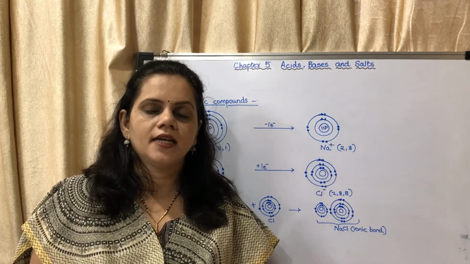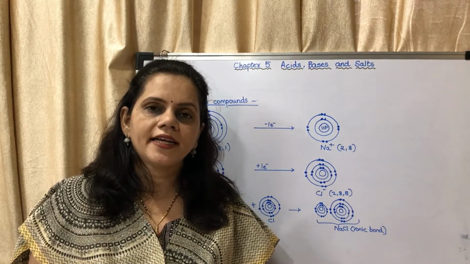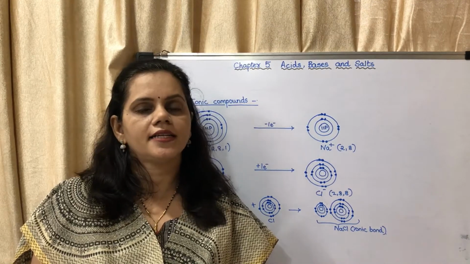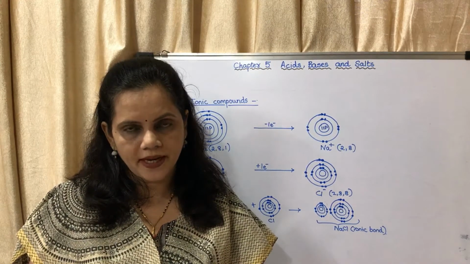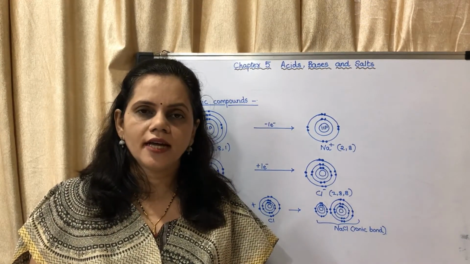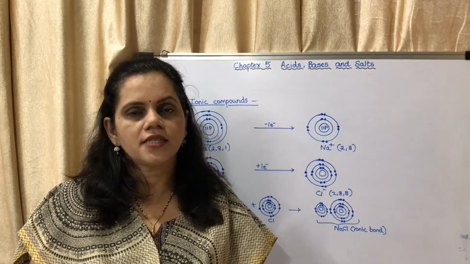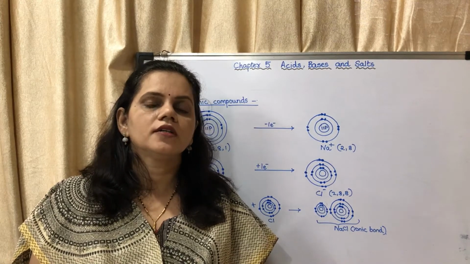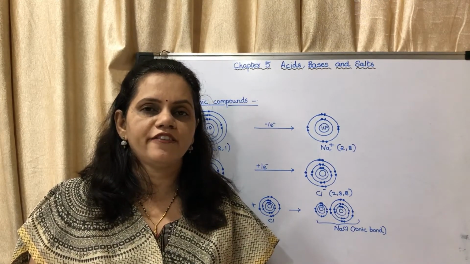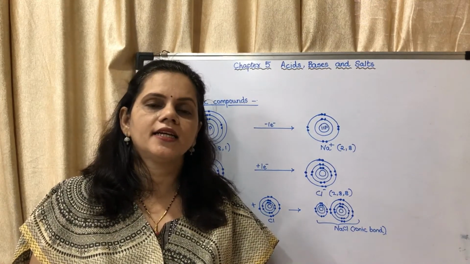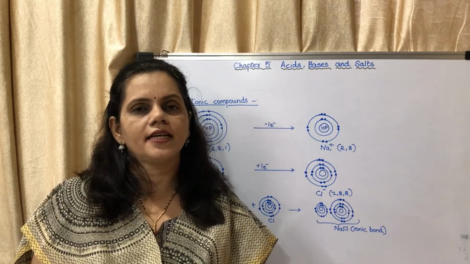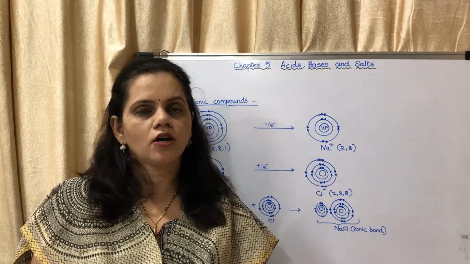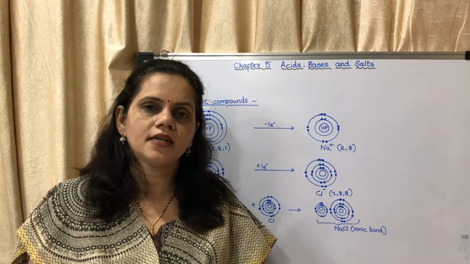Ca(NO3)2, that is calcium nitrate. The basic radical is Ca2 plus and acidic radical is NO3 minus, and it does not have H plus or OH minus, so it is a salt. Next is K2SO4, that is potassium sulfate. The basic radical is K plus and acidic radical is SO4 2 minus. It does not have H plus or OH minus, so it is a salt.